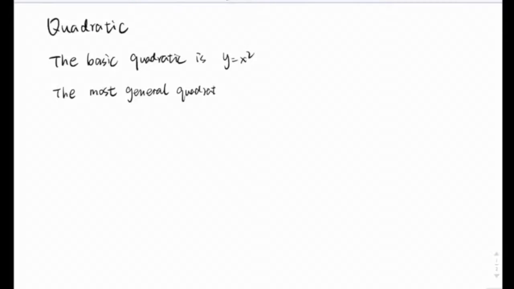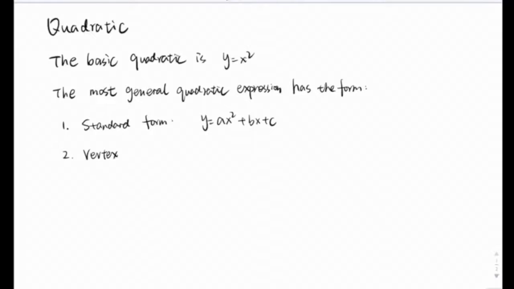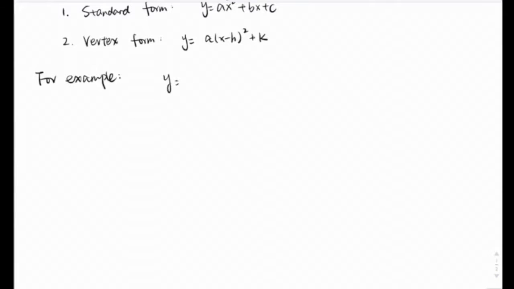The basic quadratic is y equals the square of x. The most general quadratic expression has standard form and vertex form. The vertex form can be transformed into standard form. As an example, 2 times the square of (x minus 3), then plus 7, equals 2 times the square of x, then minus 12 times x, then plus 25.